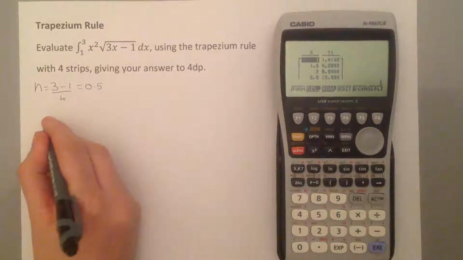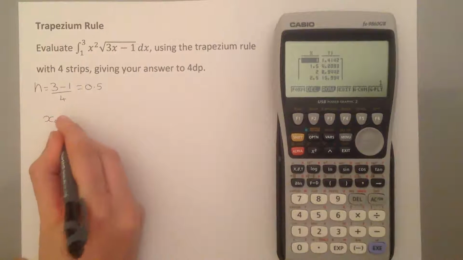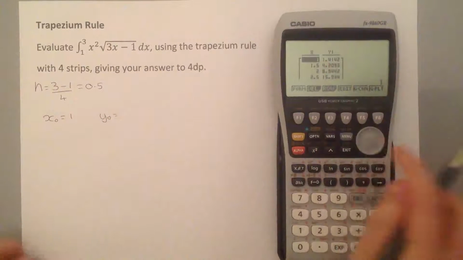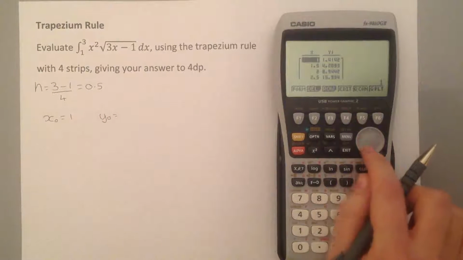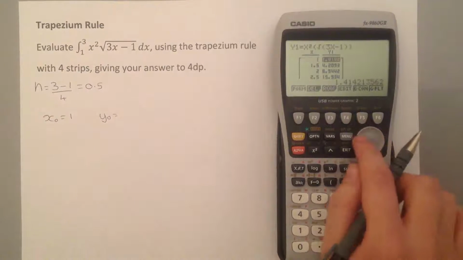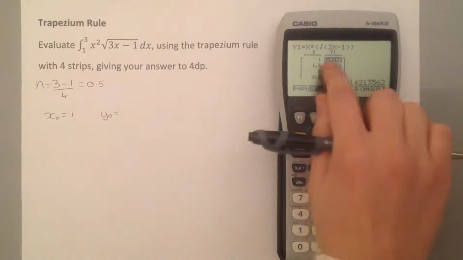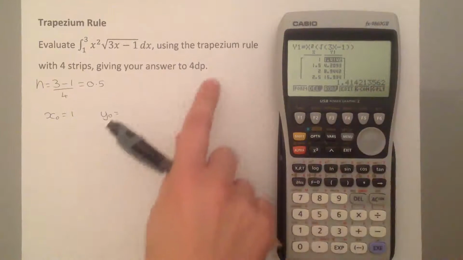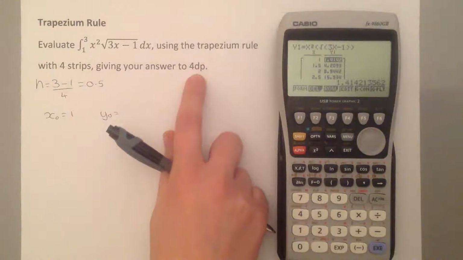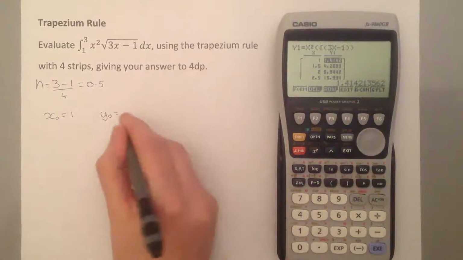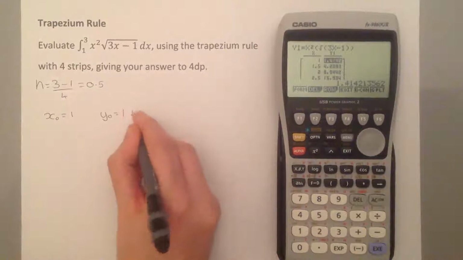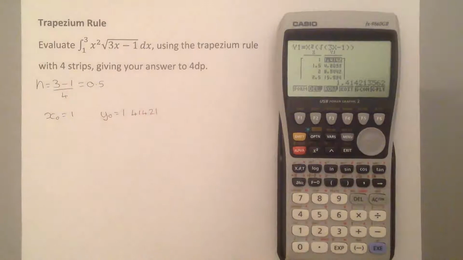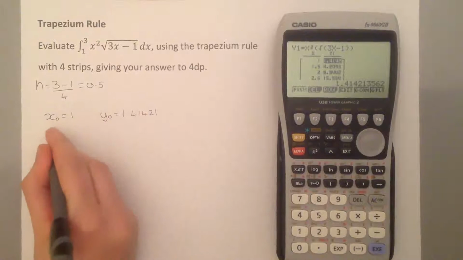If you do want to draw these out in a table, your x0 would be 1, and your y0 would be 1.4142. Now it's really important that you've got enough accuracy. The calculator doesn't round here, it just cuts it off, so you need to highlight it so you get the long version at the bottom. This question wants the answer to 4 decimal places, so our working out must be to 5. So I'd want my y0 to be 1.41421. If you're not sure, always more is better than less.